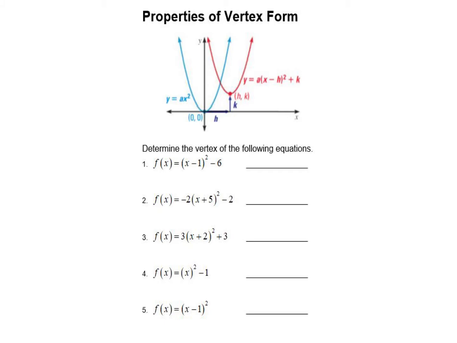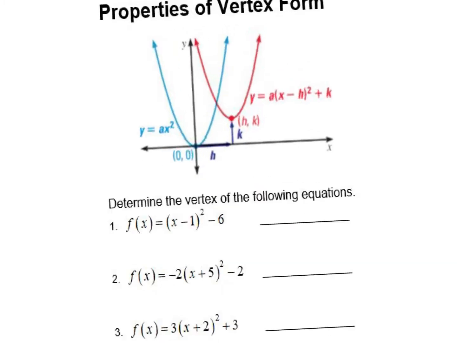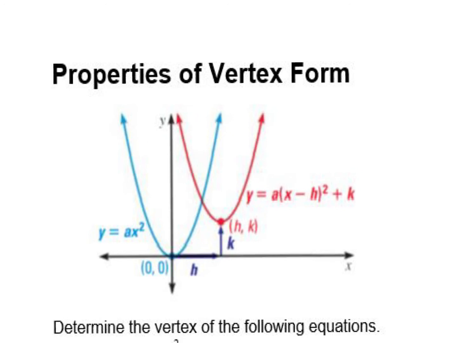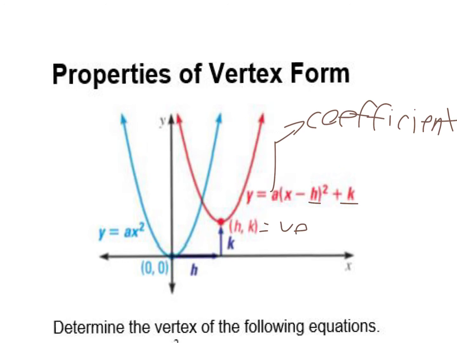Alrighty folks, today we're looking at properties of the vertex form. First things first, we have again our a value, that's going to be our coefficient. And the coefficient is still going to cover our steepness and our direction of our quadratics, just like it did for standard form. We also have our h and our k, and our h and k makes up our vertex, the x and y coordinates of that vertex.